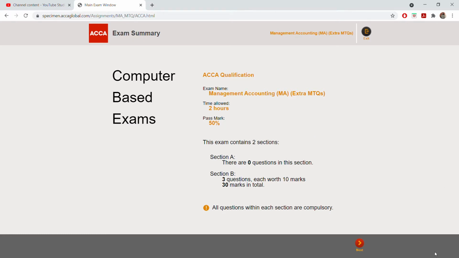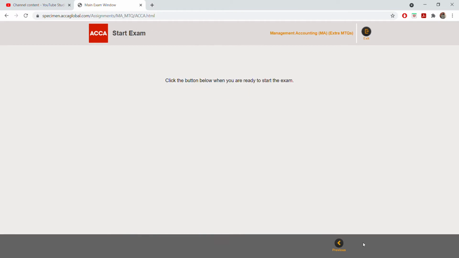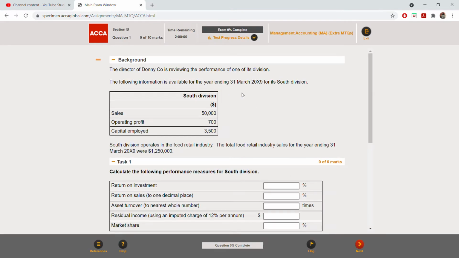You have seen in part 2 how the section B question looks, so I don't think I have to give an introduction. So quickly I can just go to section B. With the background you'll be given 3 tasks, worth 10 marks each.